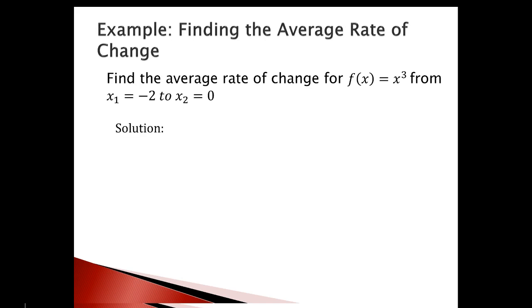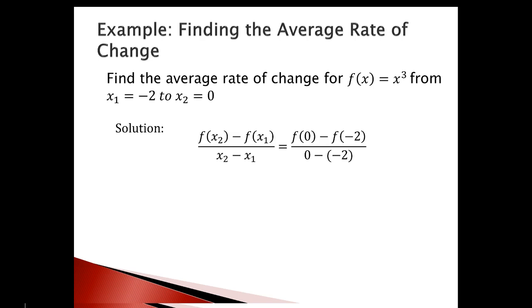And here we are going to find the average rate of change for f(x) = x cubed from x1 = -2 to x2 = 0. Now we know that the average rate of change is (f(x2) - f(x1)) / (x2 - x1). Here we know that the value of x1 is -2, the value of x2 is 0, and we need to calculate the values of f(0) and f(-2).